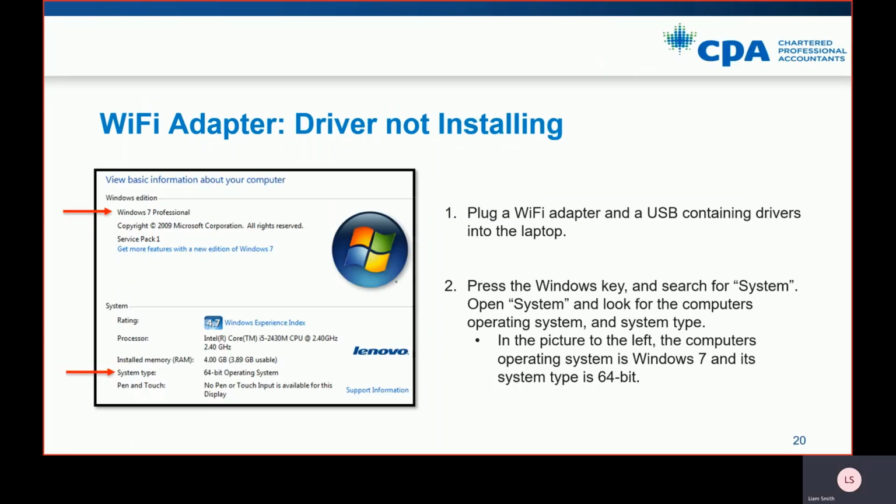Now, if the drivers don't automatically download, it's a little bit more complicated. In this case, you should search the candidate's computer for system and check to see what operating system they're running and whether they have a 32 or 64-bit processor. In this example, this computer has a Windows 7 operating system, as you can see here, and it's got a 64-bit processor.